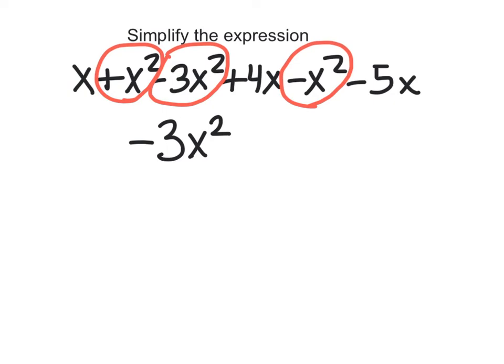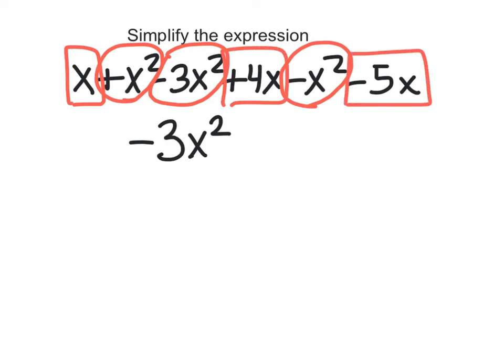Now let's do the x terms. There's a 1x. Here's a 4x, and here's a minus 5x. So 1 plus 4 is 5, and then 5 minus 5 is 0, so the x's all cancel out, and this is our answer, negative 3x squared. Did you get it? Okay, good.